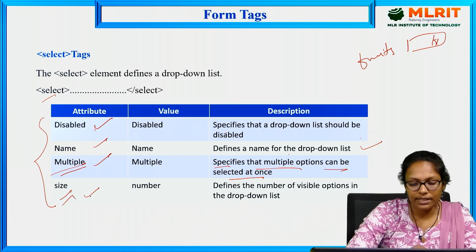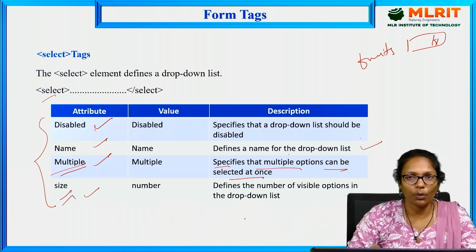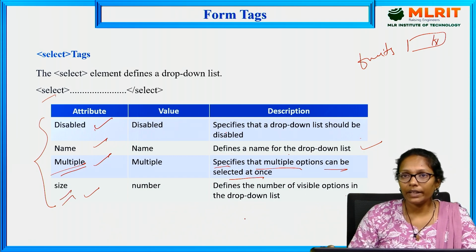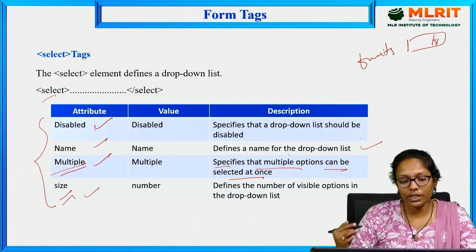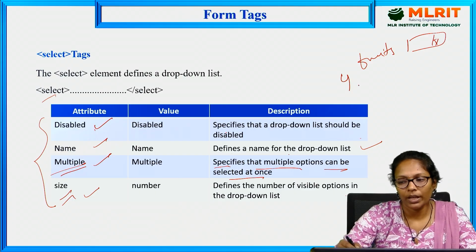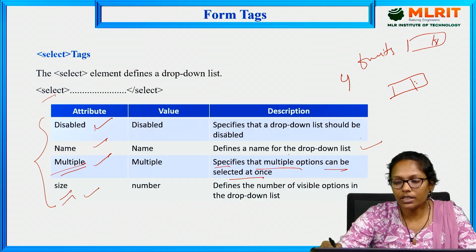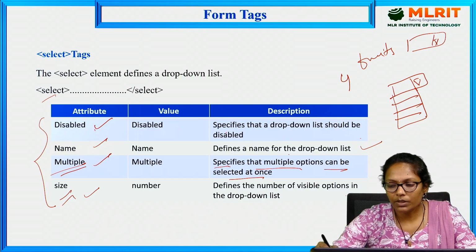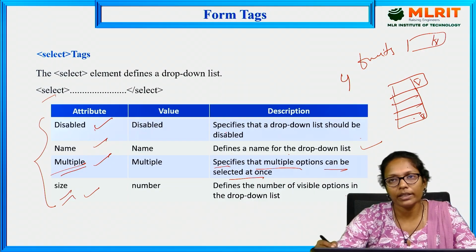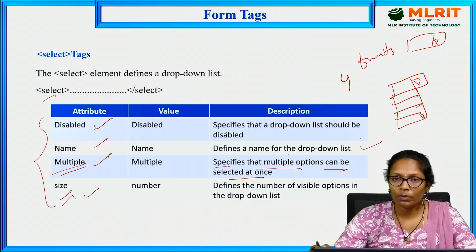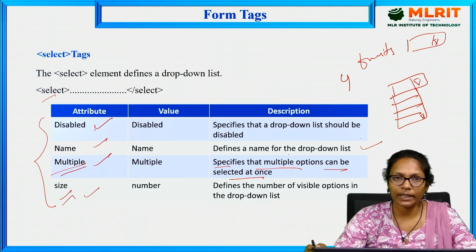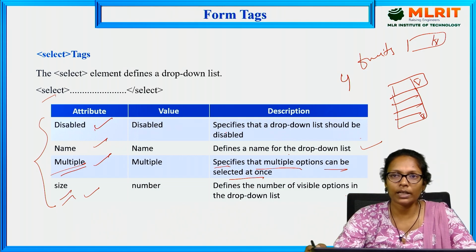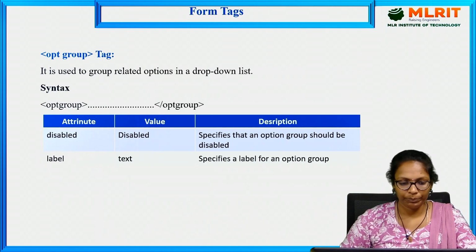And next is size, which defines the number of visible options in the drop down list. For example, I have 10 items in that drop down list, but I am giving the size as only 4. Now if I click on the drop down button, it will display only 4 items at the same time. After 4 items, of course, you have the scroll bar. If you click on the scroll bar, it will display the remaining items also. If you don't mention size, all the items will be displayed at a time, but if you mention size, only that particular number of items will be displayed at the same time.